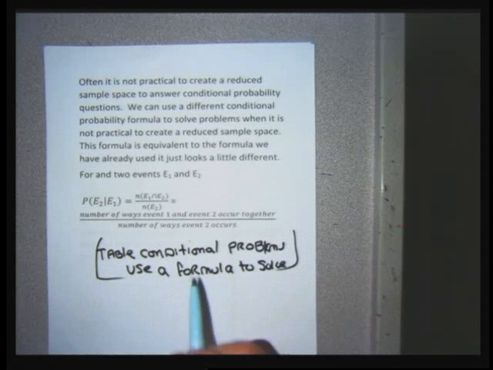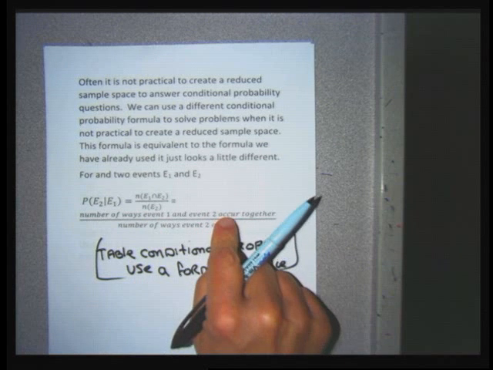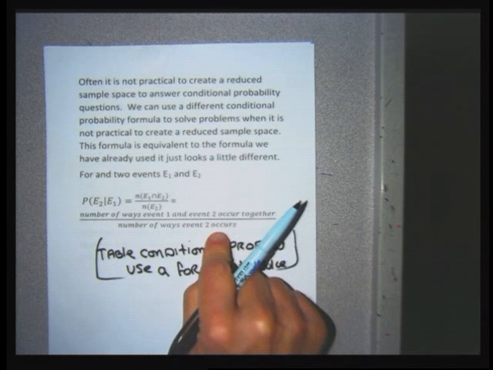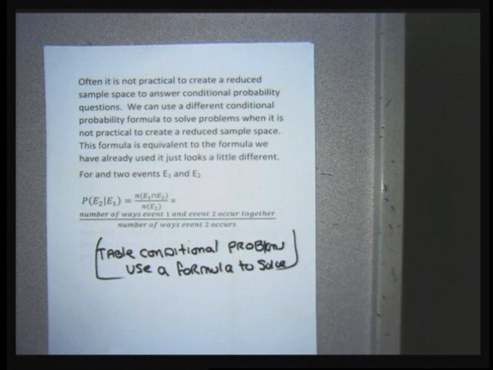And the formula is going to be the number of ways both events can occur together divided by the number of ways the given event can occur. That might not help, but I don't want to go through that. I'm just going to jump into the problems and show you how to do it.